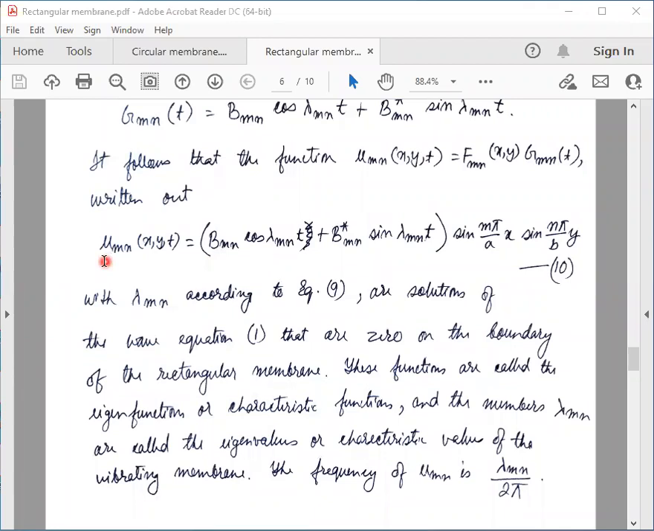In the last class, we had the solution of a vibrating rectangular membrane, the solution of the wave equation of such a vibrating rectangular membrane, and this was the solution satisfying the boundary conditions. It is given by equation number 10.